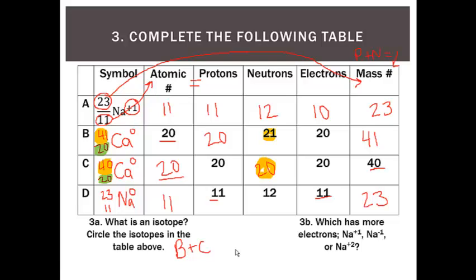Other question asks us which has more electrons. So we know that more electrons means that we're going to be more negative. So in this case, the most negative one is going to be sodium -1. So that one must have the most electrons.